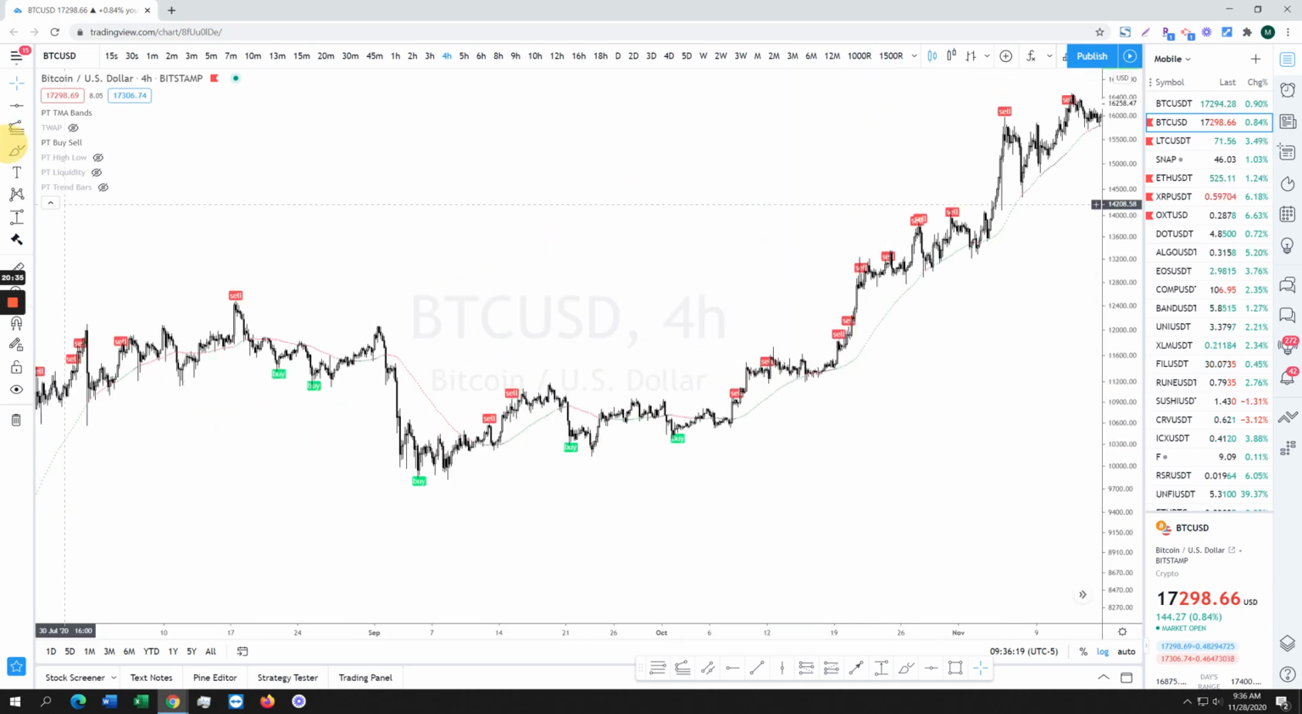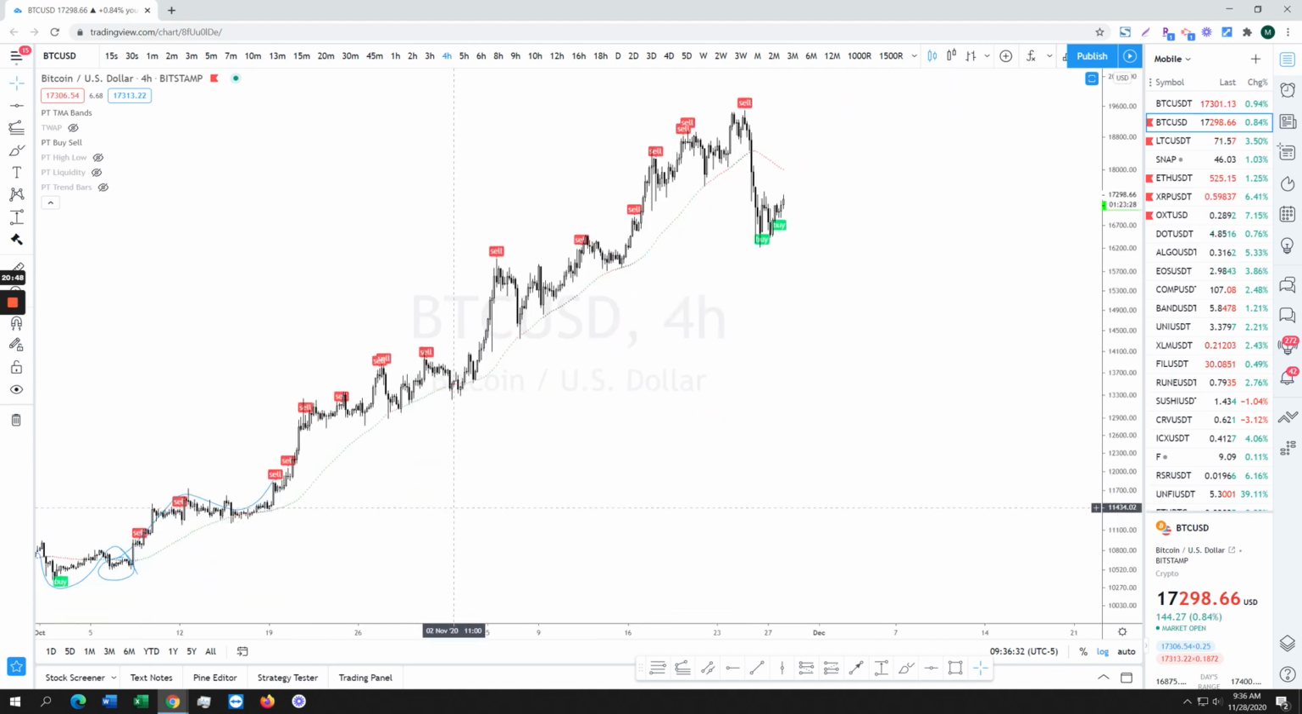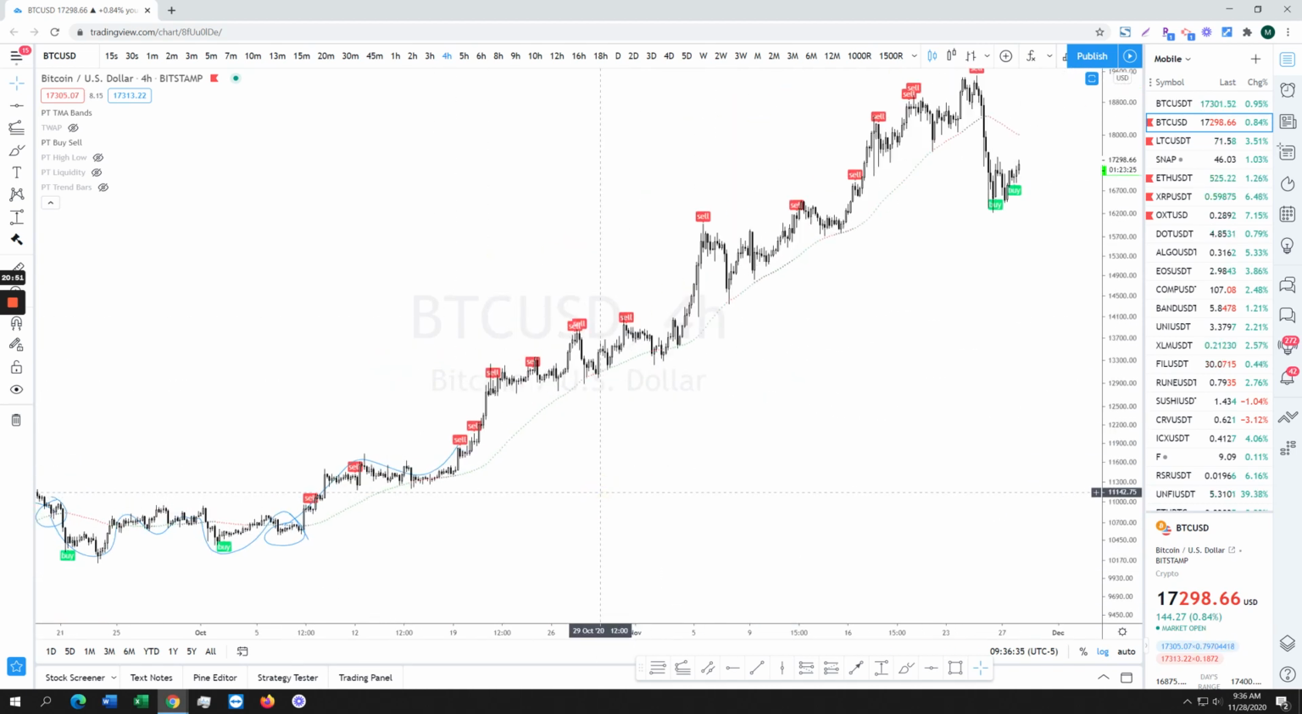So we broke down over here. We retested, fake out, consolidated, and then we never saw a candle under this from October. The mid TMA band has held us up. So all you had to do was just keep buying the mid TMA band.